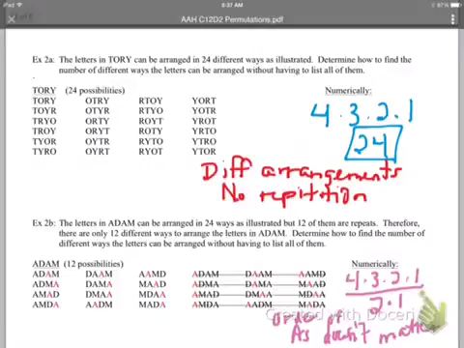Okay? So this is definitely challenging to see. All right, let's go to the next page.